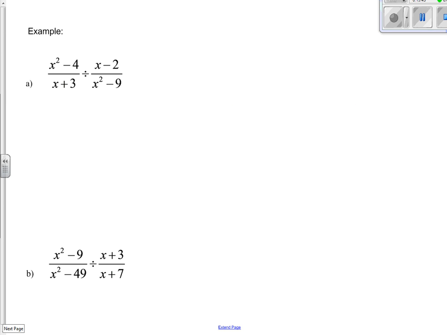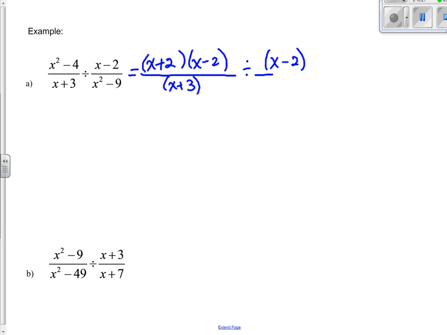First one. X squared minus 4 over x plus 3 divided by x minus 2 over x squared minus 9. We have suggested that you factor first. Let's do it. Because we see subtraction signs, we know that we can't cross anything off at all until we've written it as a multiplication. So the first one is a difference of squares, x plus 2, x minus 2, over that bottom, there's nothing I can do with it, x plus 3. Divide. X minus 2, nothing I can do with it. And the bottom is x plus 3, x minus 3.